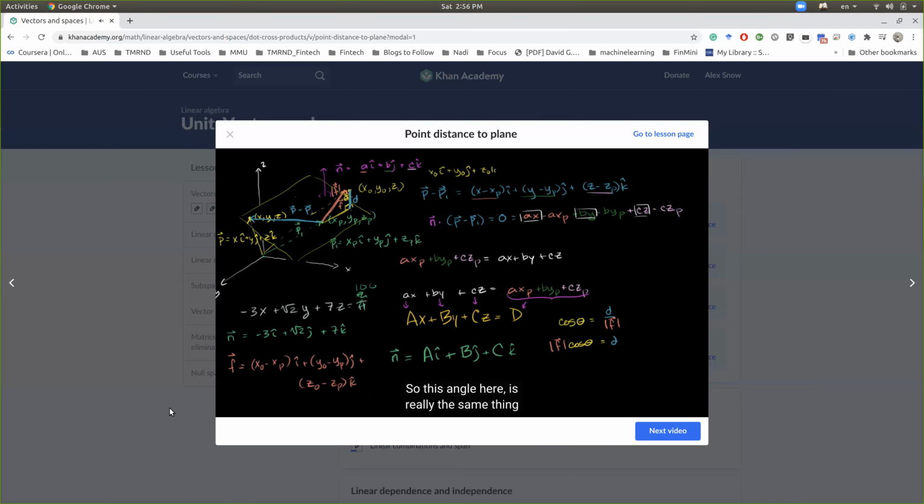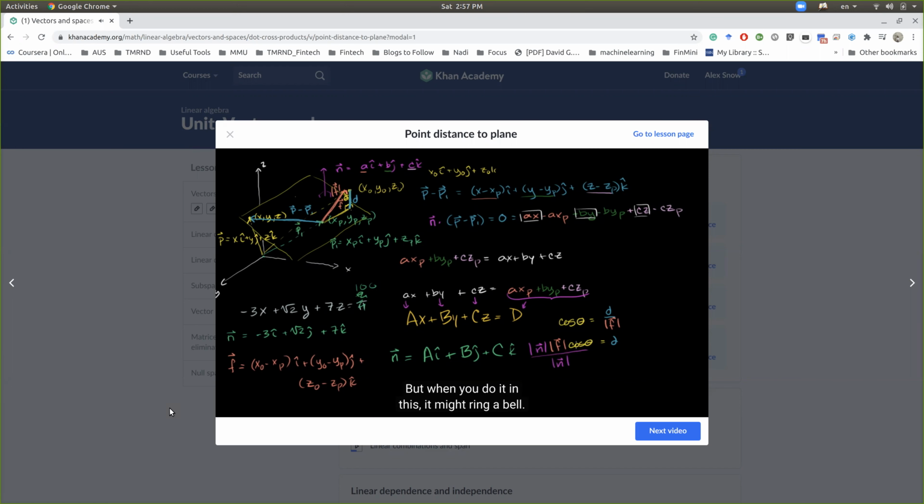So this angle here is really the same thing as the angle between this vector and the normal vector. You might remember from earlier linear algebra that when we talk about the dot product of two vectors, it involves the cosine of the angle between them. To make that fresh in your mind, let me multiply and divide the left side of this equation by the magnitude of the normal vector. I'm obviously not changing its value, because I'm multiplying and dividing by the same number. I'm essentially multiplying by 1.